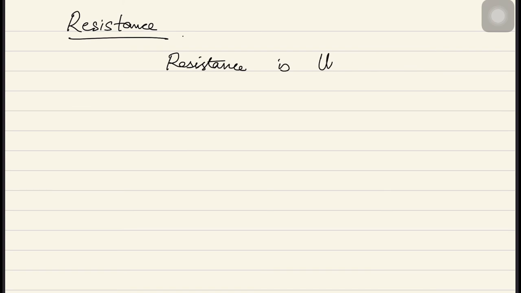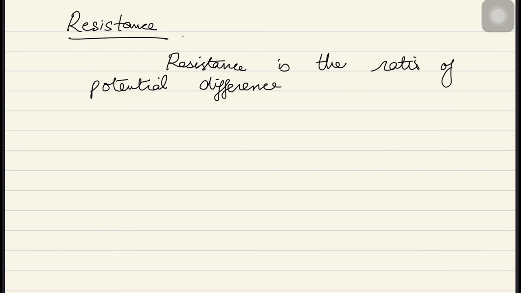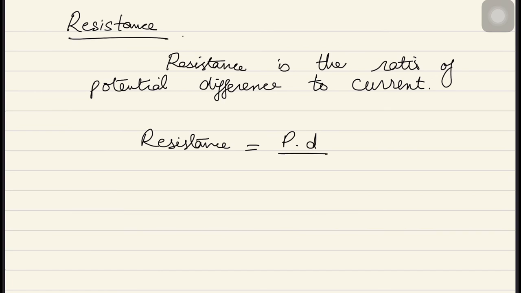Okay, so now we have to discuss the last subtopic of this topic, and that is about the resistance. What is resistance? Resistance is the ratio of potential difference to current. That is called the resistance. So you can say that resistance is equal to potential difference, I'll just write it as PD, over current. That is simply the resistance.